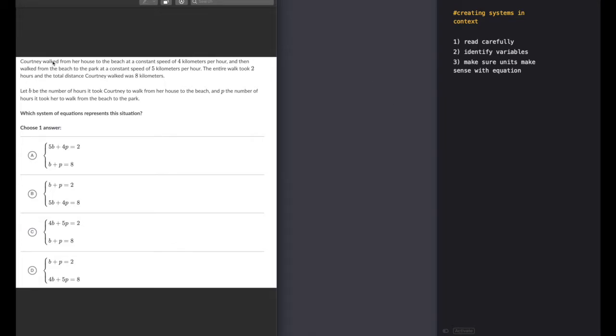We have Courtney walked from her house to the beach at a constant speed of 4 kilometers per hour. So that seems like an important detail, maybe. 4 kilometers per hour. And then walked from the beach to the park at a constant speed of 5 kilometers per hour. So that seems pretty important too. And then finally, they tell us the entire walk took 2 hours, and the total distance Courtney walked was 8 kilometers.